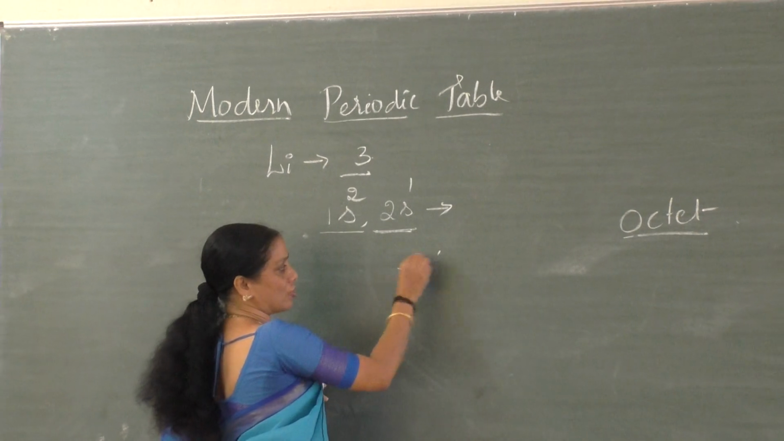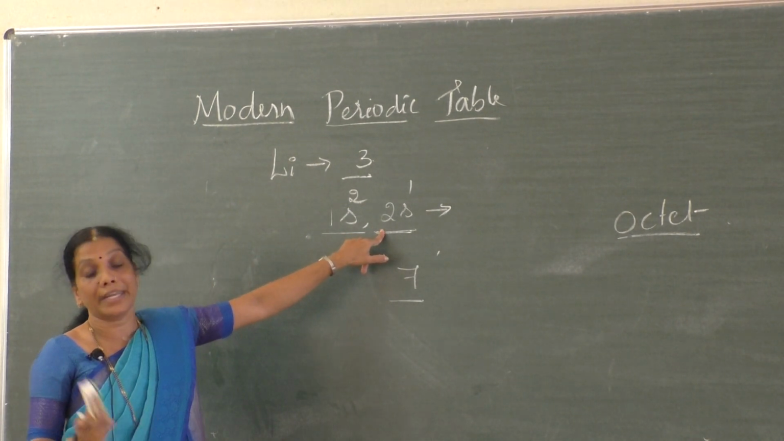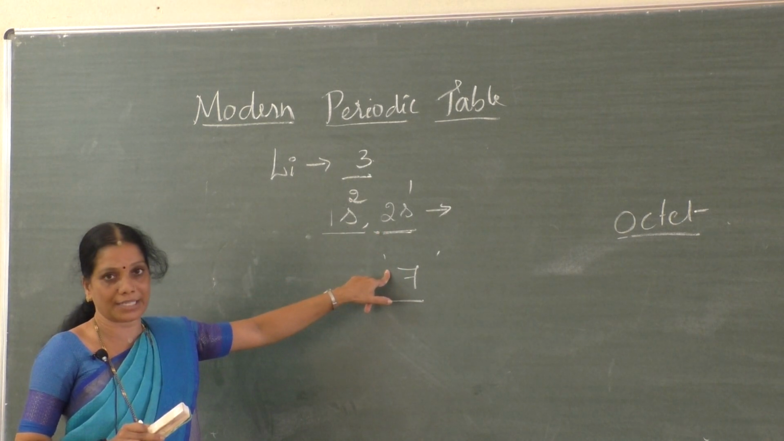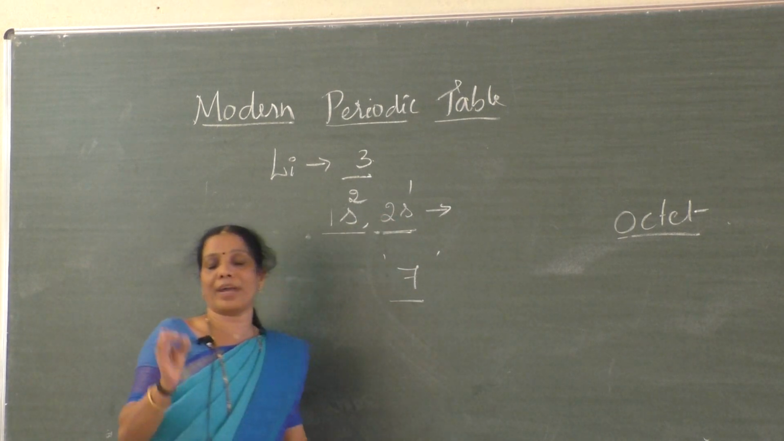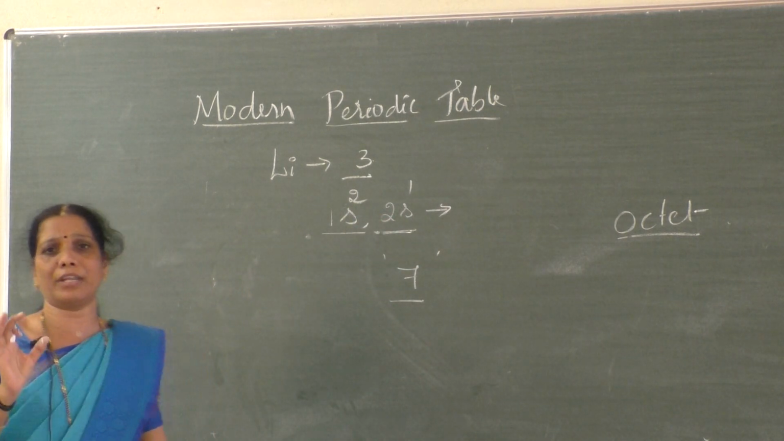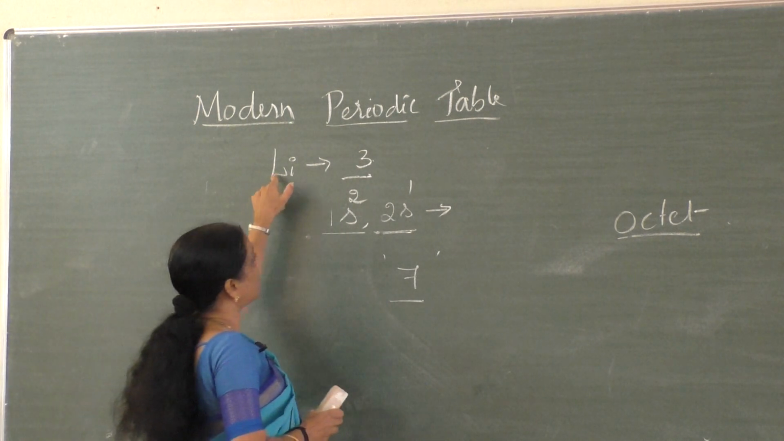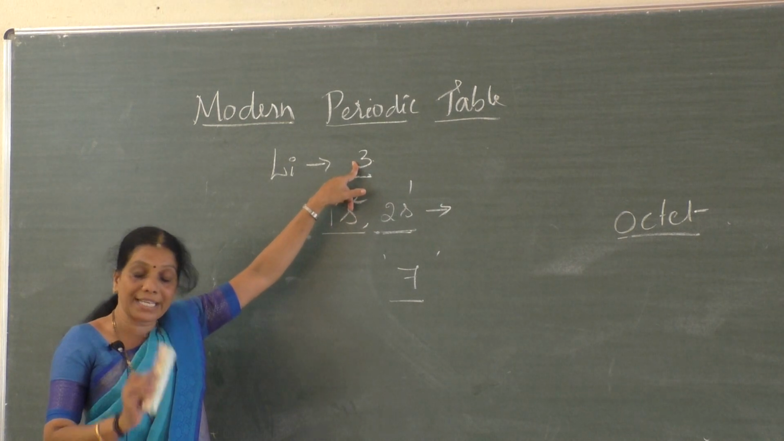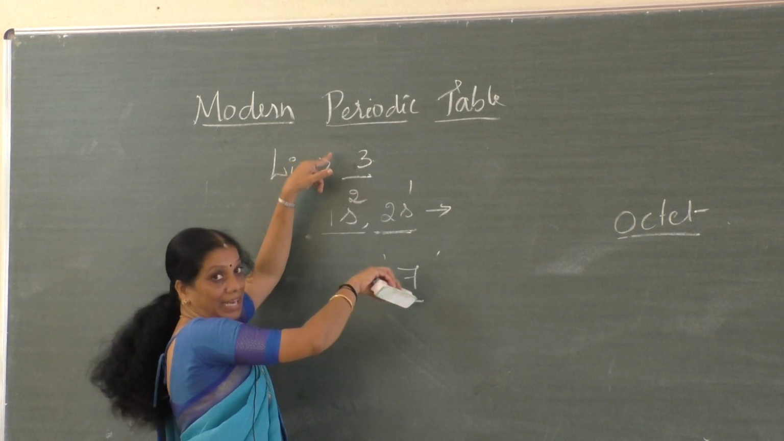In order to reach the octet state, it has to gain how many extra electrons? 7 extra electrons, isn't it? Now, to gain 7 electrons is very difficult. It is very difficult to gain what? 7 electrons. Because in lithium, the proton number is 3 only. Those 3 protons themselves cannot hold an extra 7 electrons.